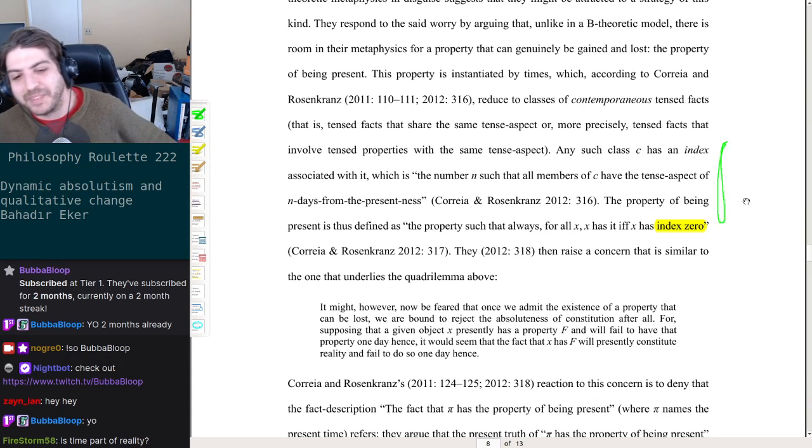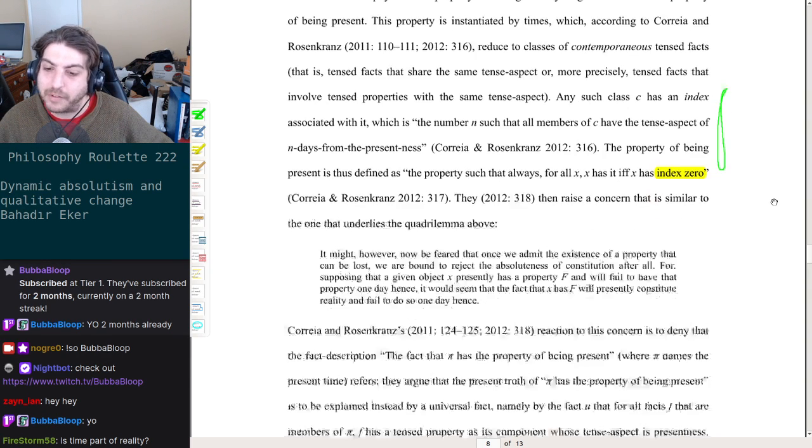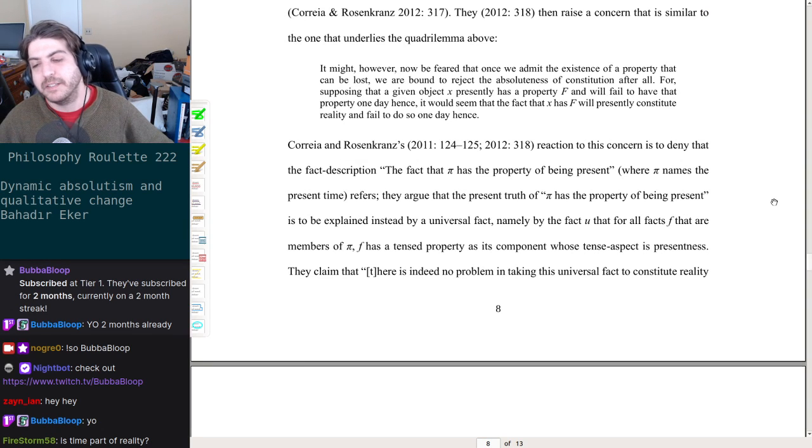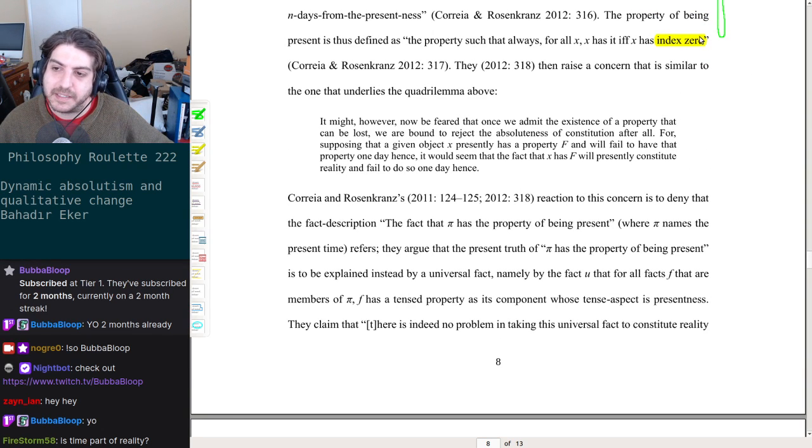So happy. Okay, they then raise a concern that is similar to the one that underlies the quadrilemma above. It might, however, now be feared that once we admit the existence of a property that can be lost, we are bound to reject the absoluteness of constitution after all. For supposing that a given object x presently has property F and will fail to have that property one day hence, it will seem that the fact that x has F will presently constitute reality and fail to do so one day hence.